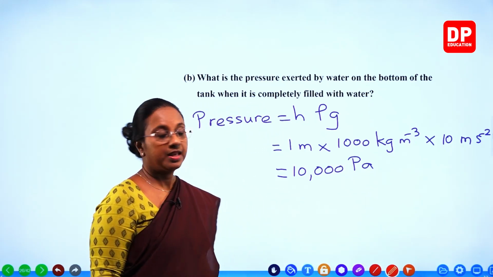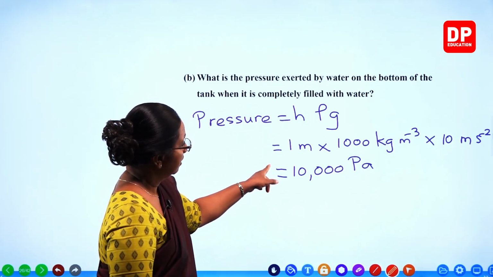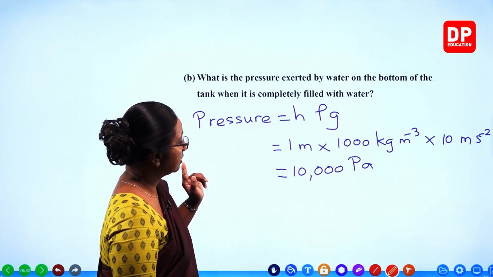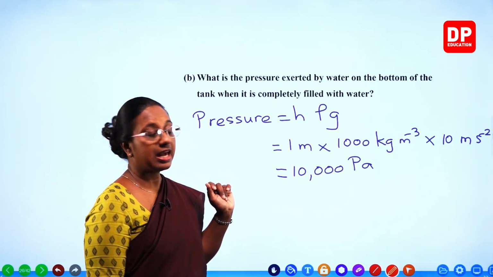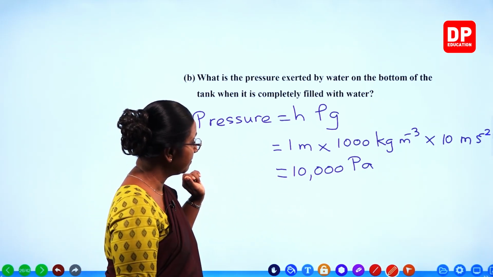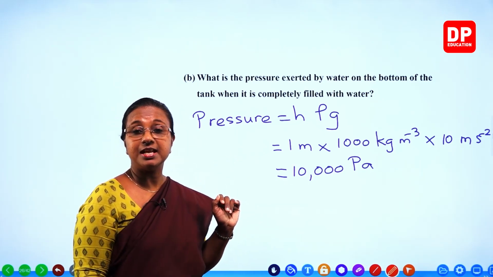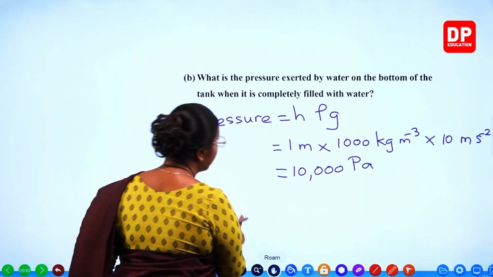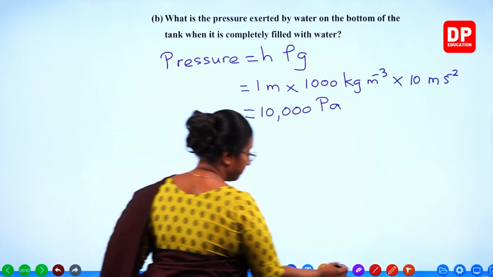Is that clear? h rho g. 1000 is the density, and gravitational acceleration is 10 meters per second square. The height of the water column is 1 meter. So, we get the pressure as 10,000 Pascal. This is one way of calculating pressure.